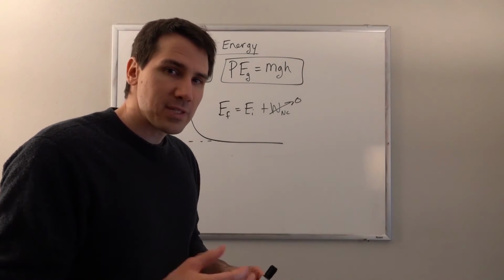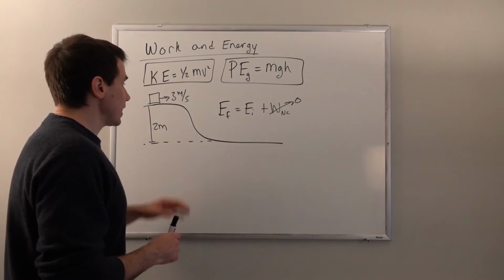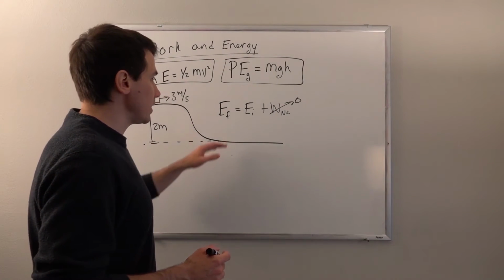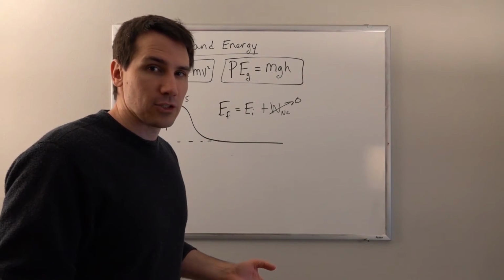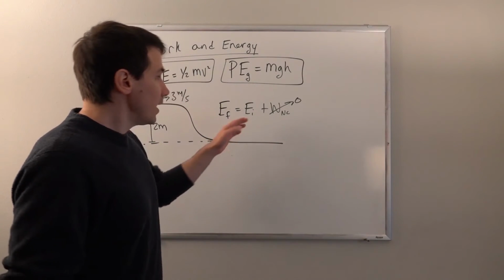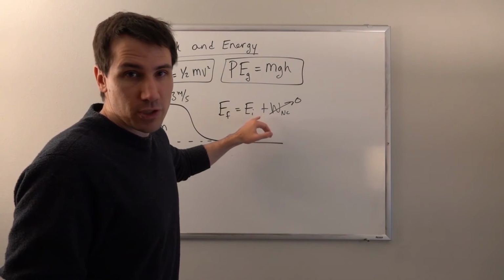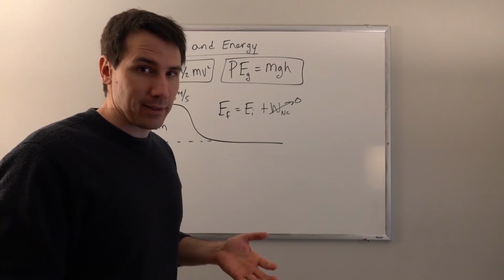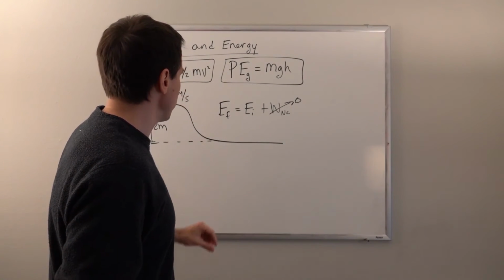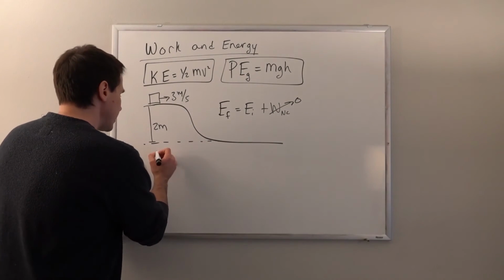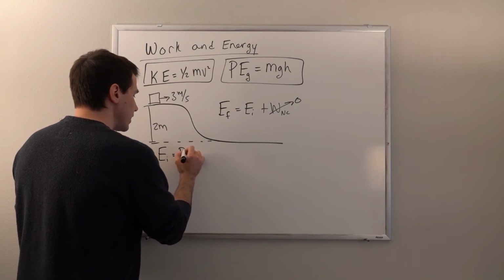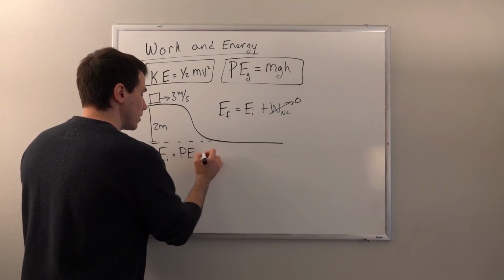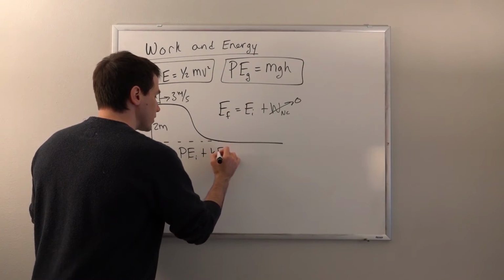So the first step that we do when we are looking at a problem like this is we try to find the initial energy to see if we can find a value for the initial energy. As long as there's no non-conservative work, once you know initial energy, you know final energy, and we can go from there.